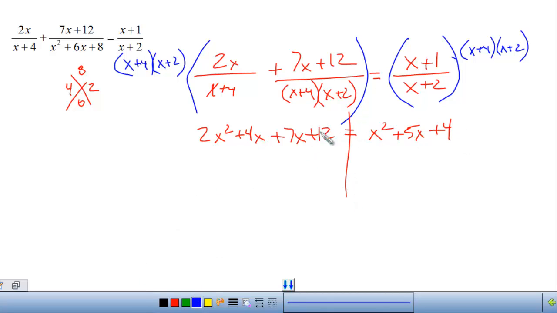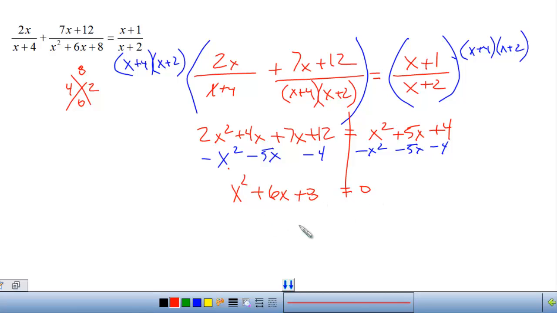Again, we're going to combine these, move them all to one side. Subtract the x squared, minus 5x, and minus 4. Then we'll consolidate, we'll combine everything. Sorry, that should just be an x squared. So that's going to leave me with an x squared here. 4 take away 5 is a -1, but then I have 7 here, so that's a 6x. And then 12 minus 4, that's a +8. That all equals 0.